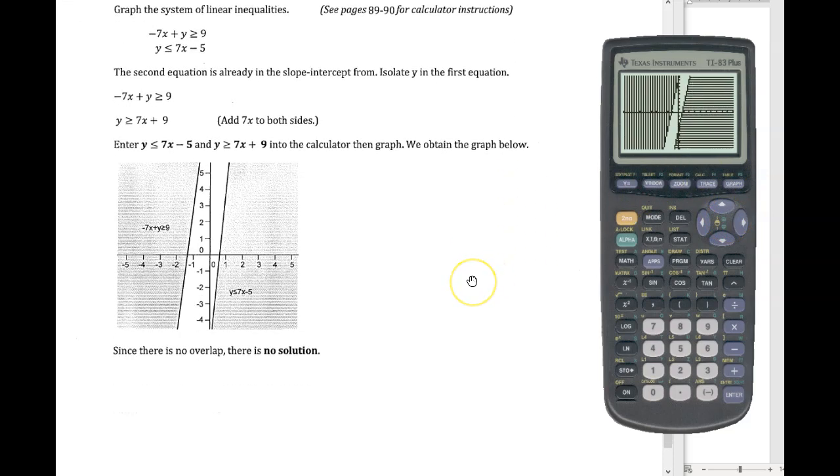Remember, the solution is where the shaded regions overlap. And in this case, there is no overlap. You can see it here as well. They both are solid lines because they're both equal to as well as greater than or less than. But they don't overlap. Whenever that happens, that means there is no solution. There is no point that will satisfy both inequalities in this system. So the answer to this is no solution because there is no overlapping shaded region.